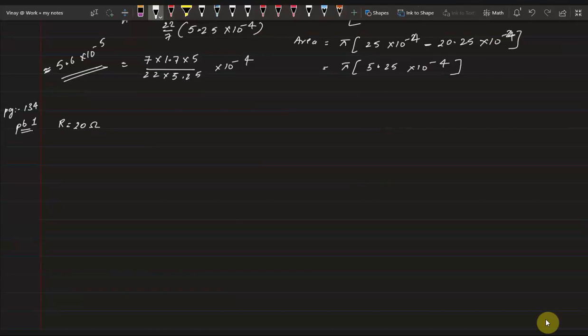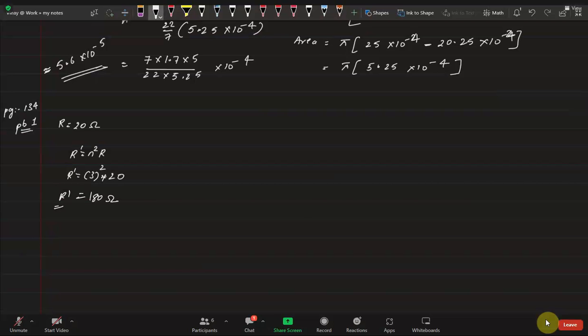Yeah, anyone did? So here, resistance is given. Resistance is 20 ohm. It is stretched so that length becomes n times. If length becomes n times, then new resistance R dash is equal to n square R. Sorry, n square is 3 square because it becomes 3 times. So 3 square into R value 20. 3 square is 9, so 9 into 20 is equal to 180 ohm. So new resistance R dash is equal to 180 ohm.